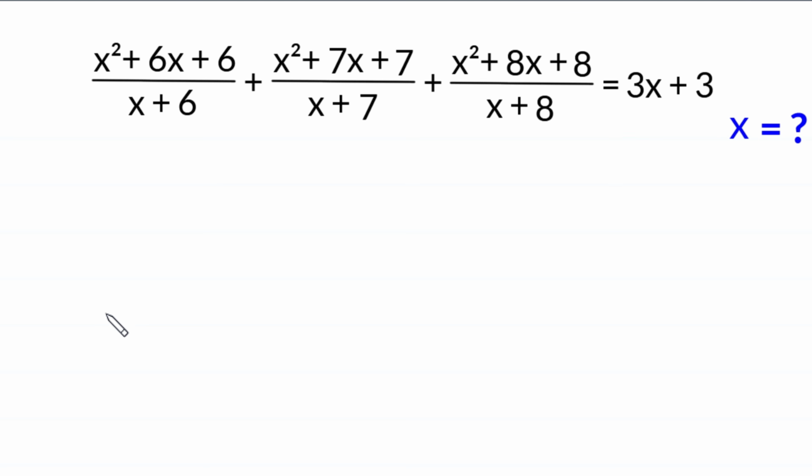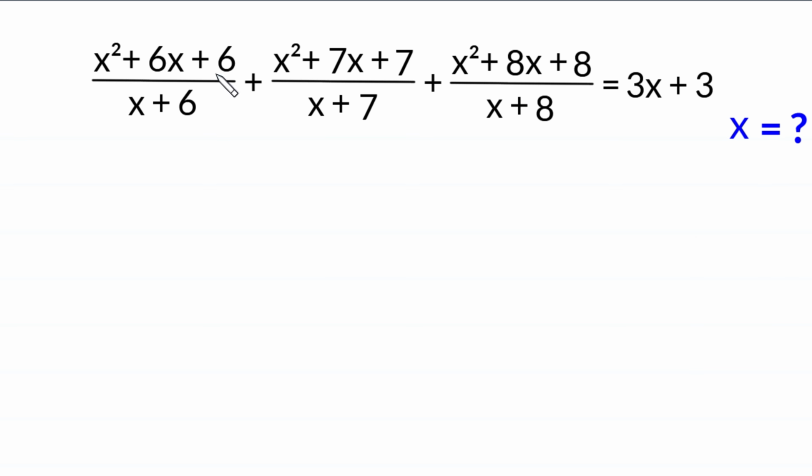Hello everyone, welcome to how to solve this very nice algebra equation: (x squared plus 6x plus 6) over (x plus 6), plus (x squared plus 7x plus 7) over (x plus 7), plus (x squared plus 8x plus 8) over (x plus 8), is equal to 3x plus 3. Our job is to find all possible values of x.